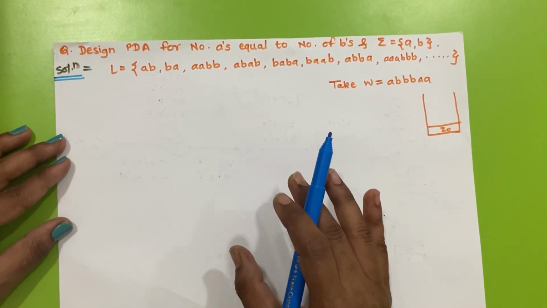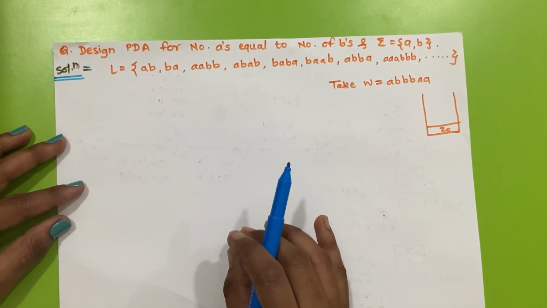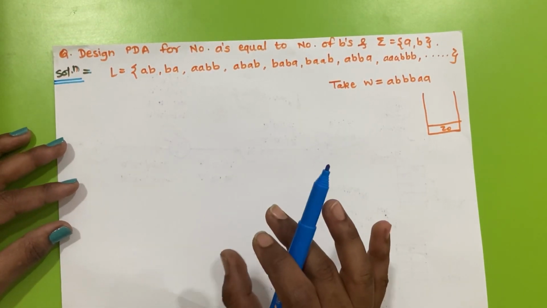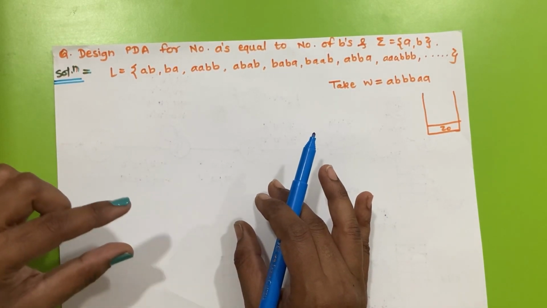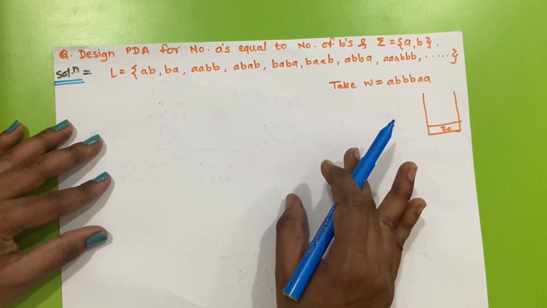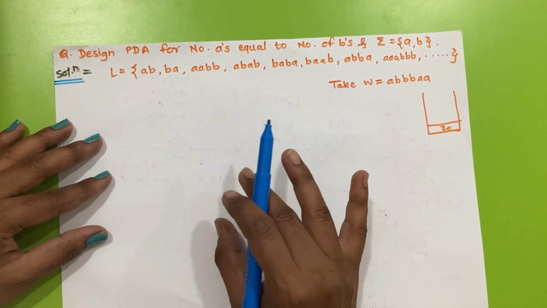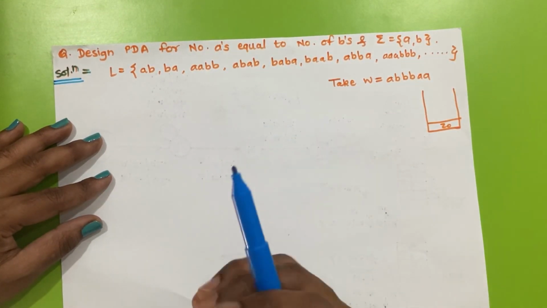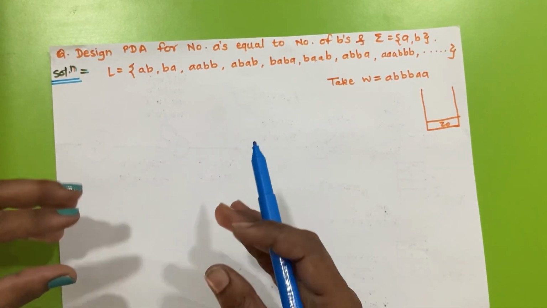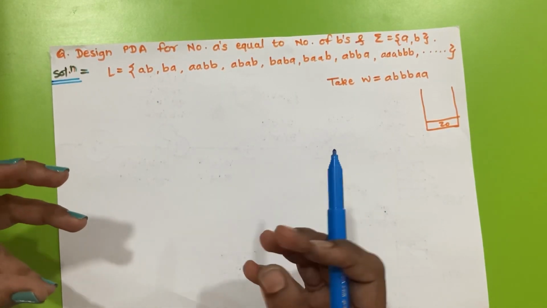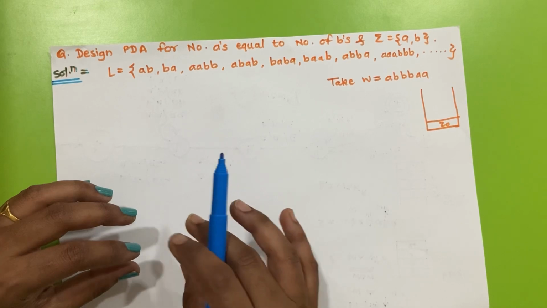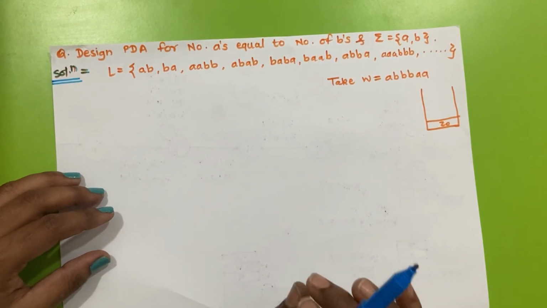Here we haven't been given the position of A's and B's. We have only one condition, that in the whole string the number of A's equals the number of B's. Means A's can be placed anywhere and B's also can be placed anywhere in the string, at the starting of the string, or at the end of the string, or after two A's, after one A. We don't know any condition related to the position of A's as well as B's.